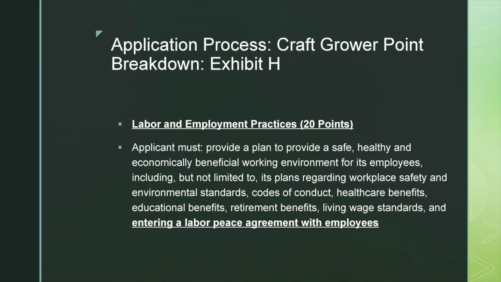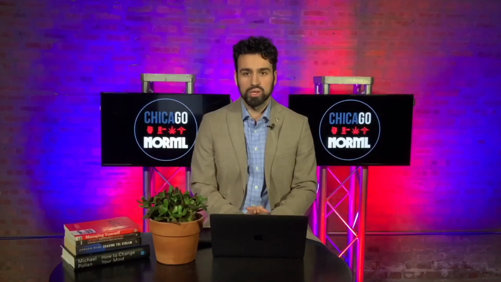On slide 32, you see Exhibit H, which is the labor and employment practices. This is 20 points. The applicant must provide a plan to provide safe, healthy, and economically beneficial working environment for its employees, including, but not limited to, its plans regarding workplace safety and environmental standards, codes of conduct, healthcare benefits, educational benefits, retirement benefits, living wage standards, and entering a labor peace agreement with employees.